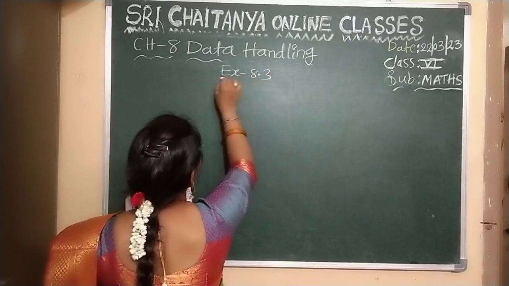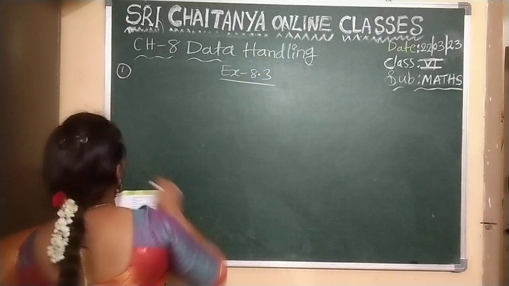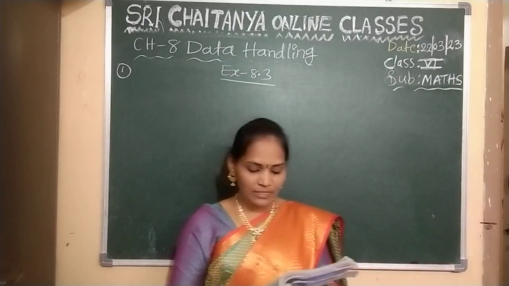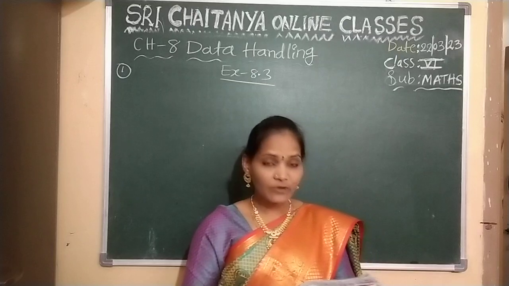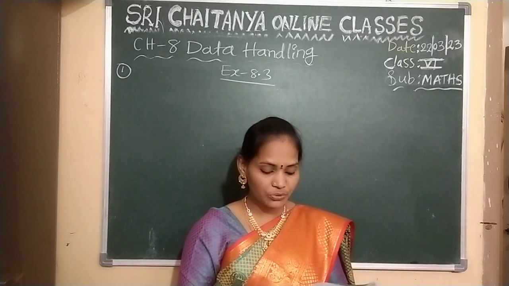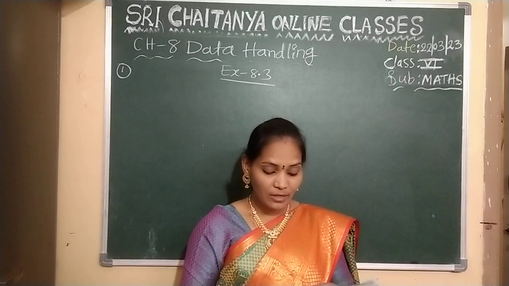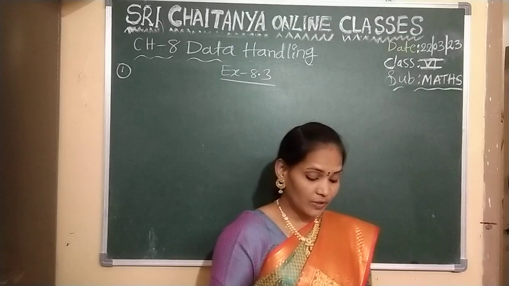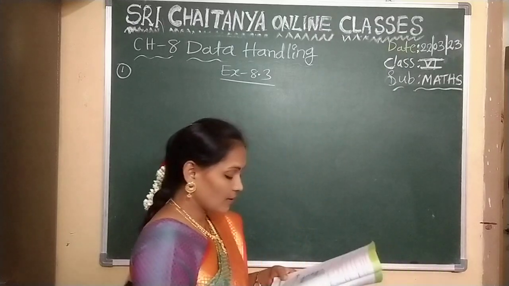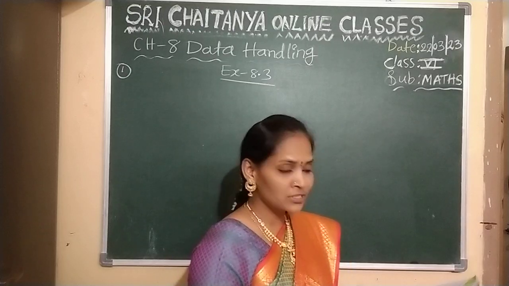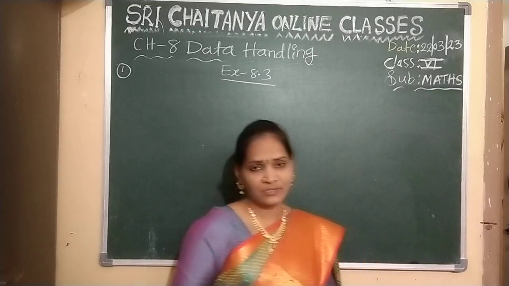Exercise 8.3, first question. The lifespan of some animals is given as follows: bear 40 years, bull 28 years, camel 50 years, dog 22 years, cat 25 years, donkey, like that. Here the lifespan of animals is given. Actually, lifespan means the age of animals. Numbers like 40, 20, 30 years are given.